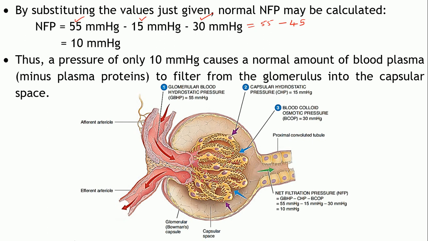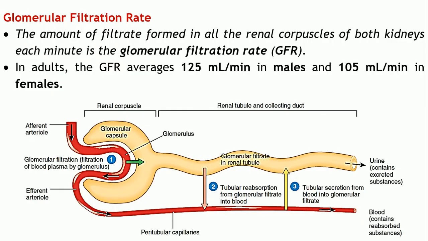55 mmHg is promoting the filtration, whereas 15 plus 30, that is 45 mmHg, is opposing the filtration. So what is your net filtration pressure? 55 minus 45, that is 10 mmHg. This is your net filtration pressure. So it's only a pressure of about 10 mmHg which is responsible for the entire filtration process which takes place, right? Just 10 mmHg is responsible for glomerular filtration to take place.